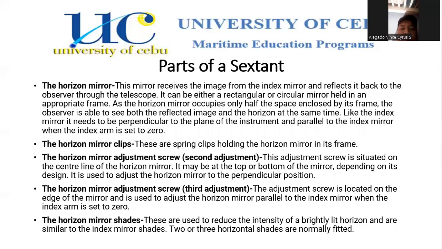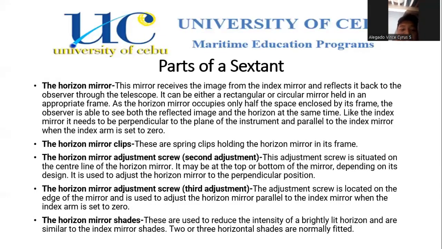The horizon mirror adjustment screw. Second adjustment. This adjustment screw is situated on the center line of the horizon mirror. It may be on the top or bottom of the mirror, depending on its design. It is used to adjust the horizon mirror to the perpendicular position.